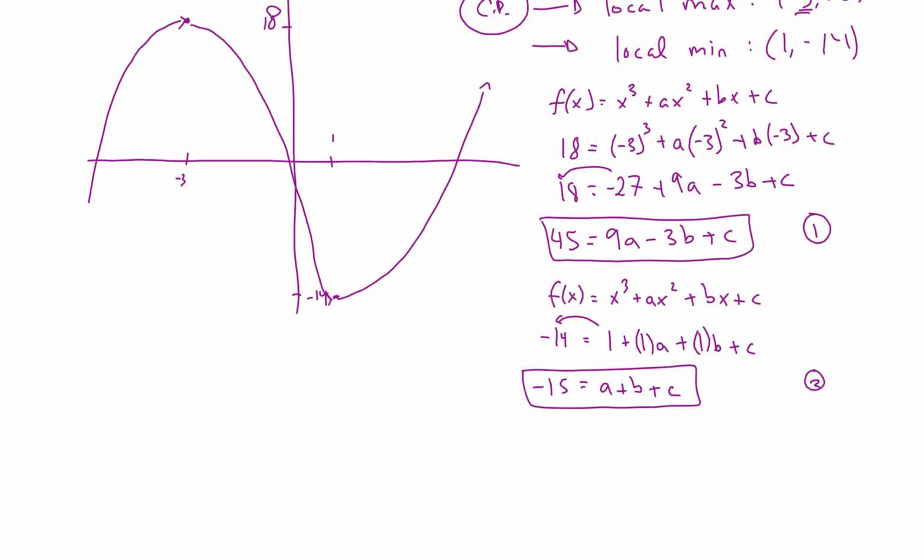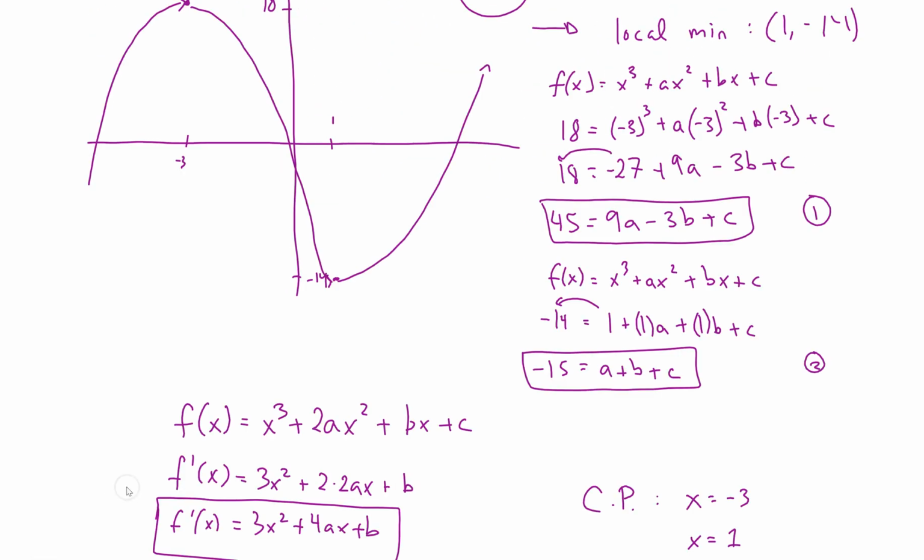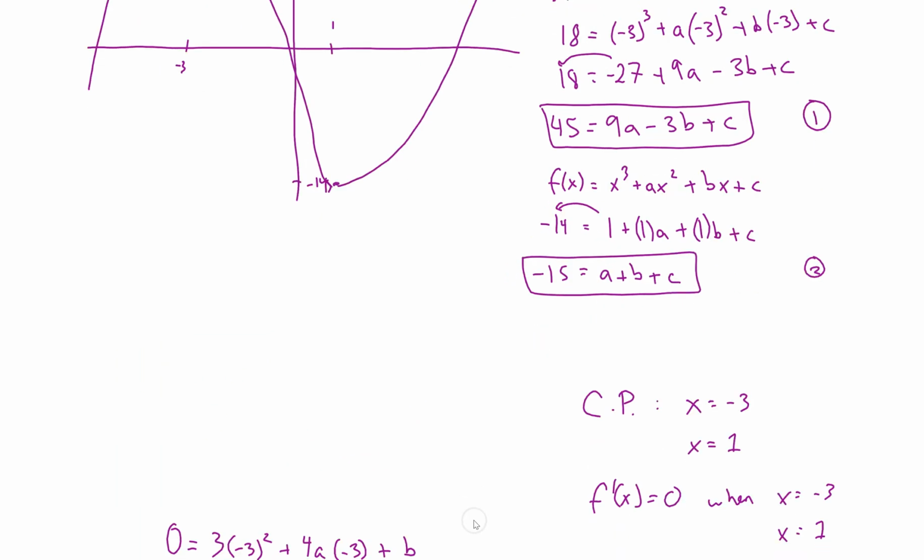So let's find the derivative of our function. So we have f of x is equal to x cubed plus ax squared plus bx plus c. So f prime of x is equal to 3x squared plus 2ax plus b.